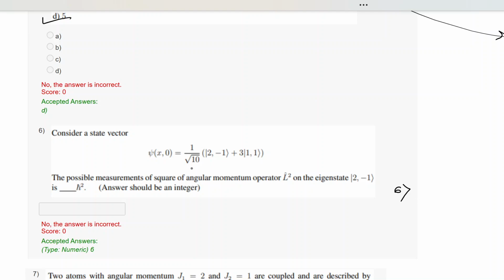You see, on the state you have to deal with the operator L squared. You have two states, that is, L and M value. Here L equal to 2, M equal to minus 1. Here L equal to 1 and M equal to minus 1. But the state on which you have to work is |2, -1>, right? So you know that this L squared operator has eigenvalue L into L plus 1 ħ squared.